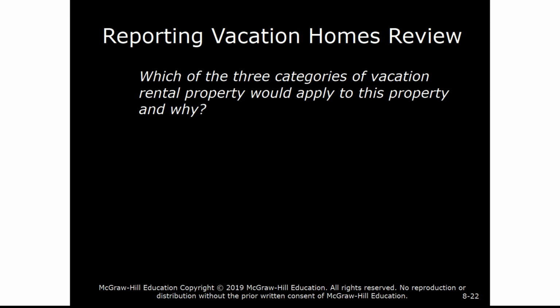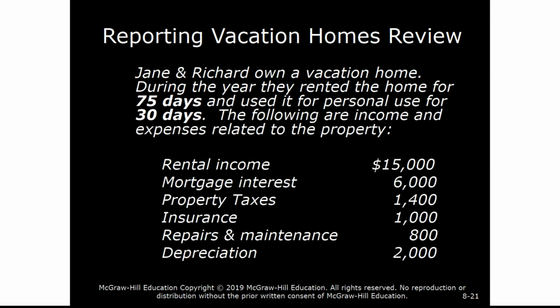Okay, so here we have another run through of these. An example where we have Jane and Richard. They own a vacation home during the year. They rent it for 75 days and used it for personal use for 30 days. Okay, so you can see again, 10% of 75 days is 7.5 days. So the 30 days is more than 7.5 days, and of course it's certainly more than the 15 days. So this would qualify as a personal rental property.